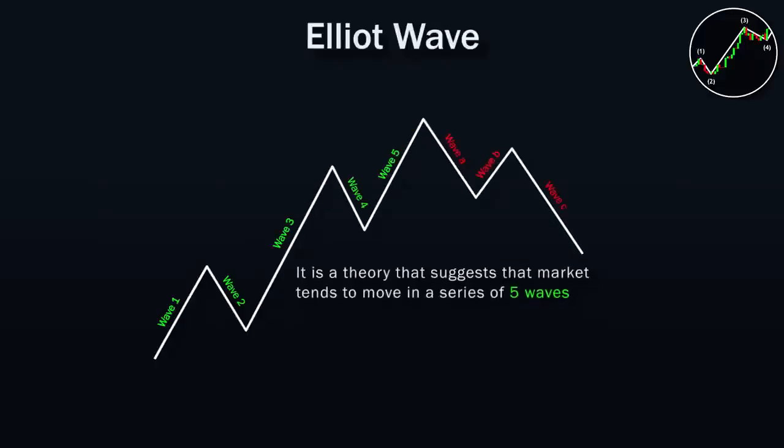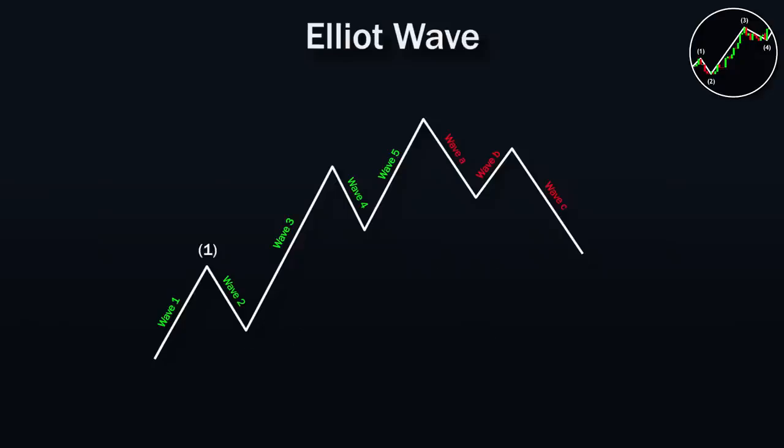Elliot wave. It is a theory that suggests that market tends to move in a series of 5 waves before reversing and forming another set of waves in the opposite direction. By understanding the Elliot wave sequence, traders can predict where the price is heading by following the pattern. In a chart, we can label each point of the waves as 1, 2, 3, 4, 5 and ABC.